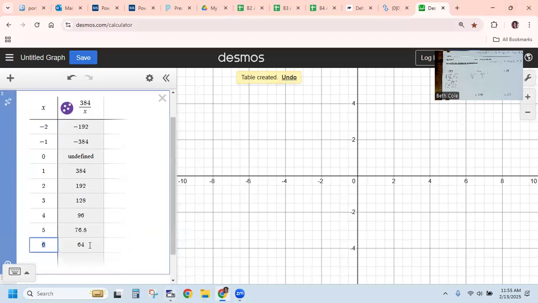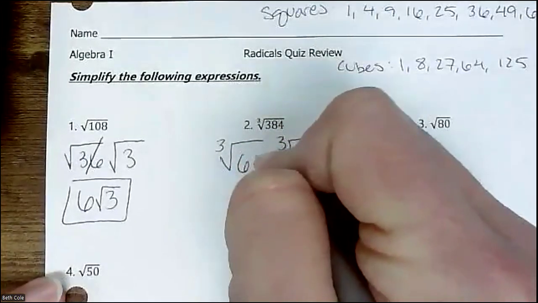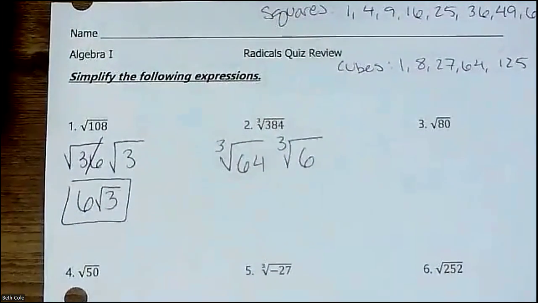Do you see that? Believe it or not, I didn't know what it was either. I don't know all the numbers that go into 384. I typed it in, 64, and then the other number is 6. Now your cube root of 64 is not 8.